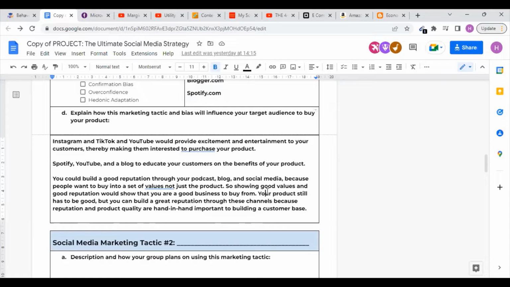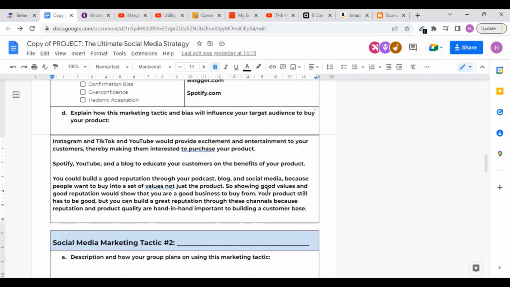So that's very important for your own business. Reputation and values are everything. You need to have a good reputation and good values because people are buying into your values and your reputation. The product has to be good, but you need to have a good reputation and values as well.